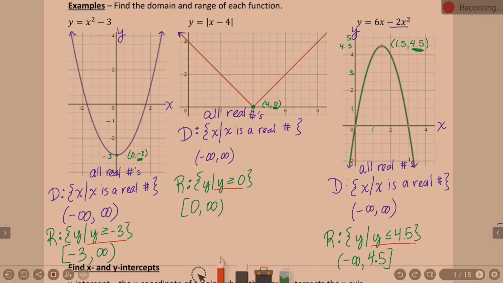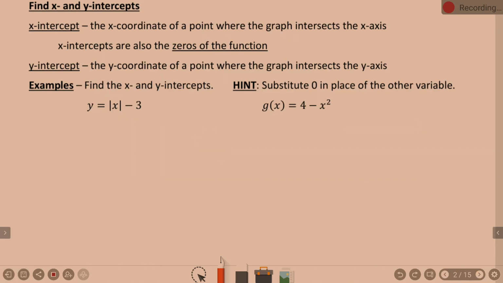Okay. Bottom of this page. We're going to talk about something called x-intercepts and y-intercepts. As we talk about x-intercepts and y-intercepts, remember what an x-intercept and y-intercept is?